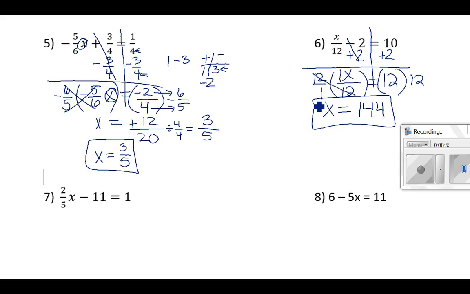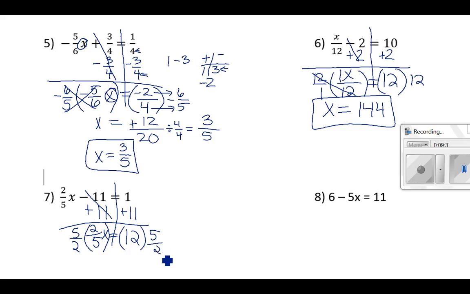Question number 7. Another two-step equation. I'm going to start with getting rid of the minus 11 by doing plus 11 on both sides. And that cancels. I bring down the 2/5 x. 1 plus 11 is 12. I see a fraction, so I have to multiply. I have to multiply by the reciprocal. Reciprocal would be 5 over 2. And 5 over 2 on the other side as well.